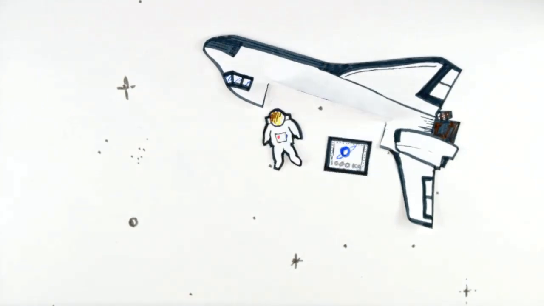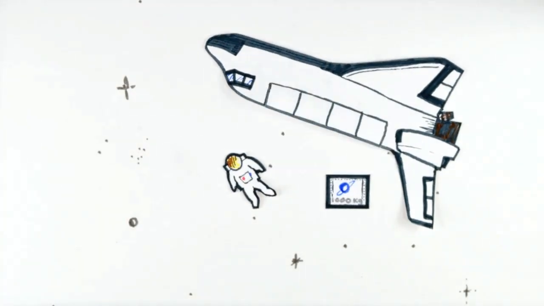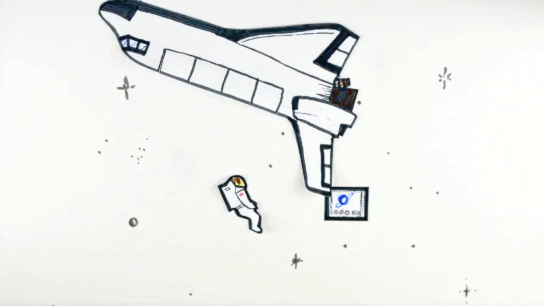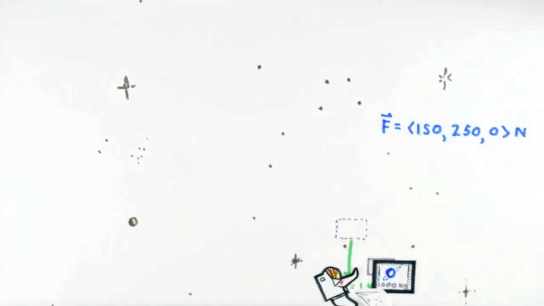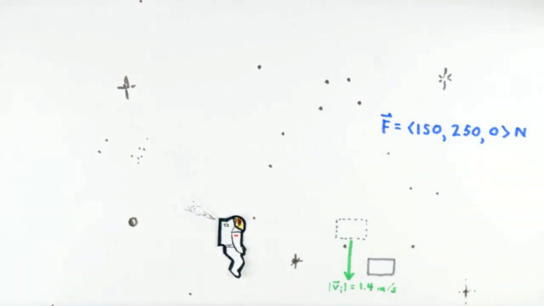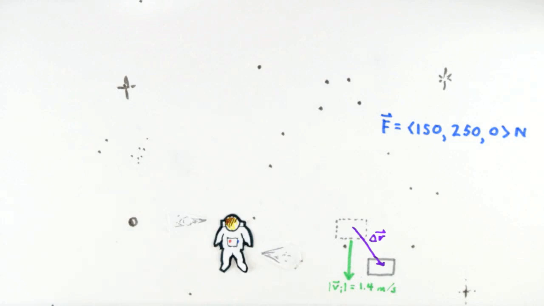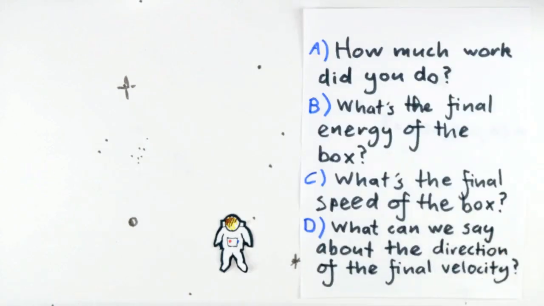Imagine you're outside a spacecraft pushing a heavy box whose mass is m equals 1,000 kilograms. You exert a force F, specified as shown, while the box moves through a displacement delta R, as shown. Initially, the box has a speed of 1.4 meters per second. Questions: how much work do you do?